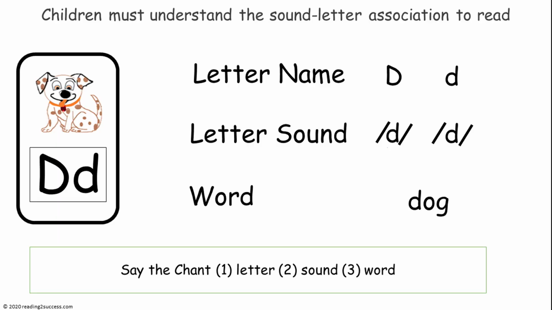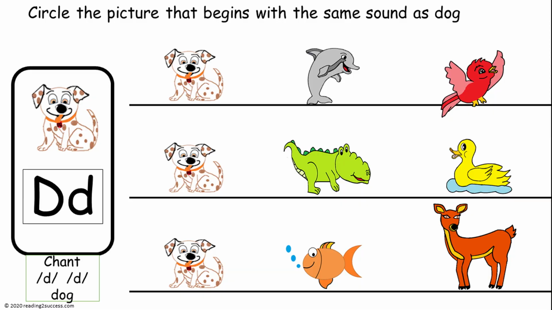Our next sound letter teaching card is D, and we see a picture of a dog. Let's say the chant. D, D, D, D, dog. D, D, D, D, dog. Next, you're going to have kids circle the picture that begins with the same sound as D, D, dog. But first go over the pictures in each row.